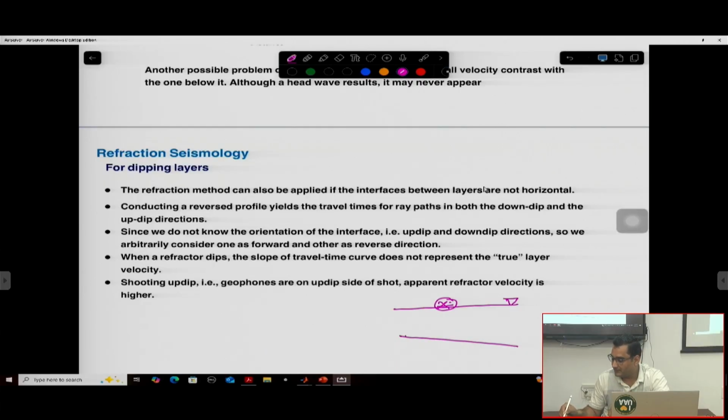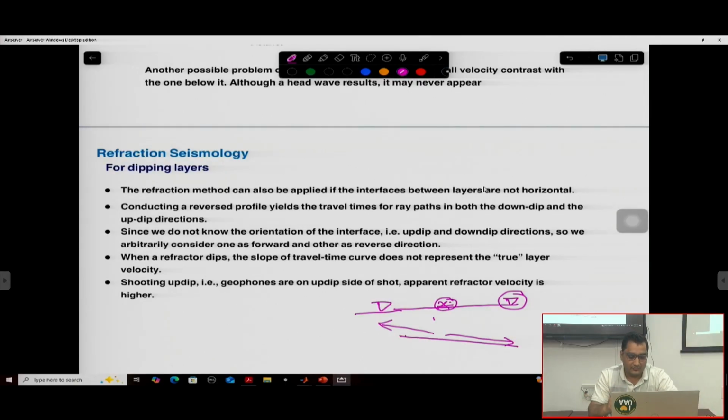So this is your down dip direction. If your receiver is here, then this is your up dip direction. But in reality, we do not know where the dipping is happening because it is not seen from the surface. It is buried. So in that case, we don't say up dip or down dip. We just call it a forward or reverse profile. And it is your choice which one you want to call reverse and which one forward.